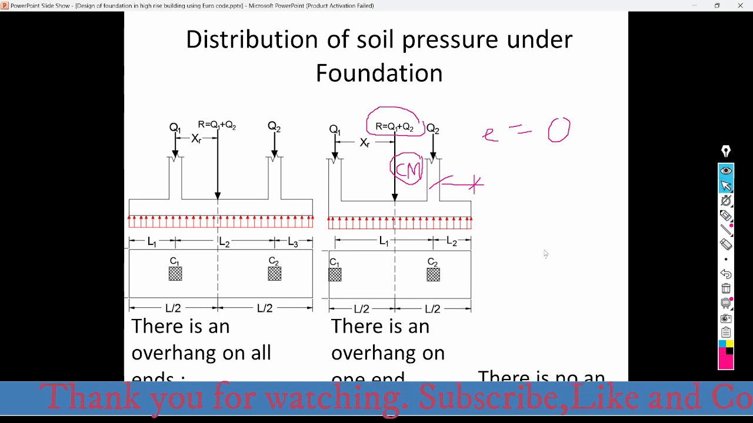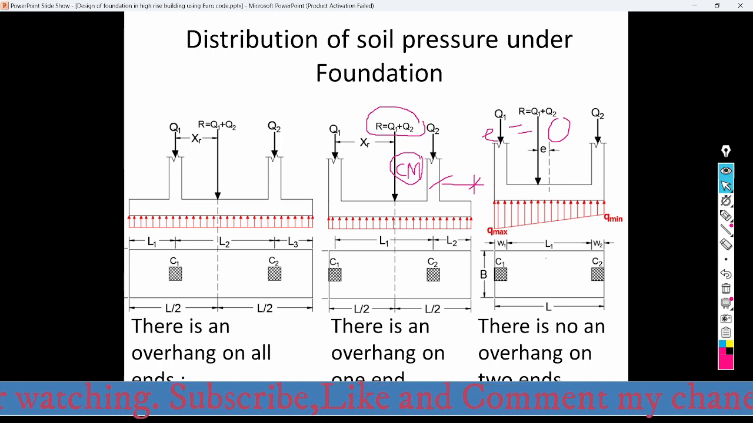And the other case is where there is no overhang on one side, meaning there is eccentricity. So here the location of the resultant force and the location of the center of mass of the footing are different. This is the center of mass of the footing. And this one is the center of rigidity of the foundation, or the location of the resultant force. So there is an eccentricity E in this direction.